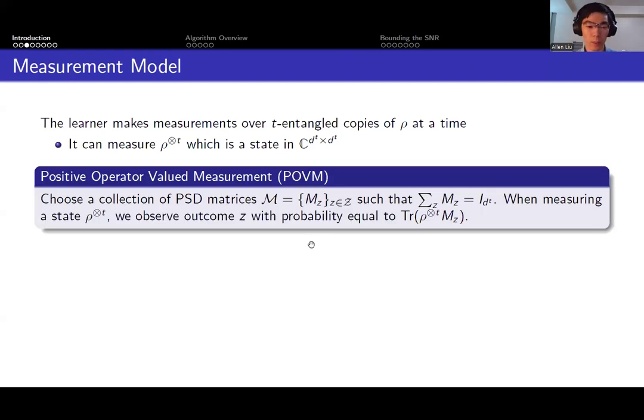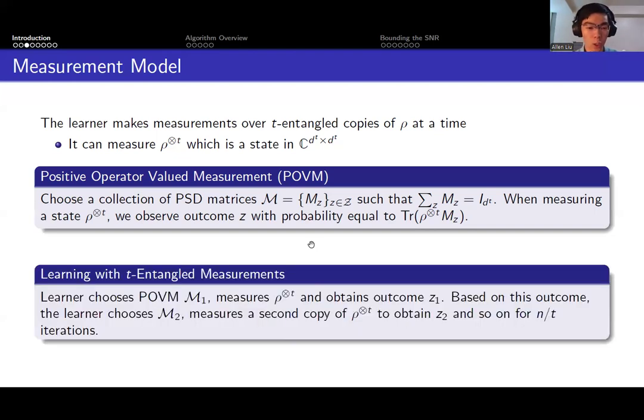The learner makes measurements of the state via the standard formalism of POVM. The learner chooses a collection of PSD matrices, say M sub z, that sum to identity. Then when they measure the state, they observe an outcome z corresponding to an element of their POVM with probability equal to trace of rho tensor to the t times M sub z. Note that this is a valid probability distribution because the matrices sum to identity, so these probabilities sum to 1, and they're all non-negative because the matrices are PSD.